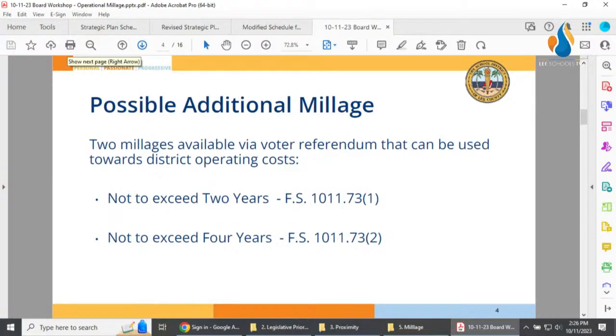And then there are two possible additional millages, opportunities that are given to us by statute. So two millages that are available via voter referendum, and both can be used towards district operational costs. They're both outlined in statute 1011.73. One of them is a millage that would not exceed 2 years before you would have to go back and ask for additional opportunity if you chose to do so. And then the other is a not to exceed 4-year timeline.